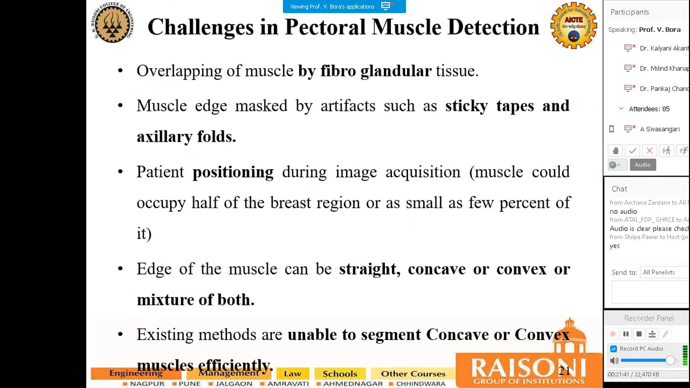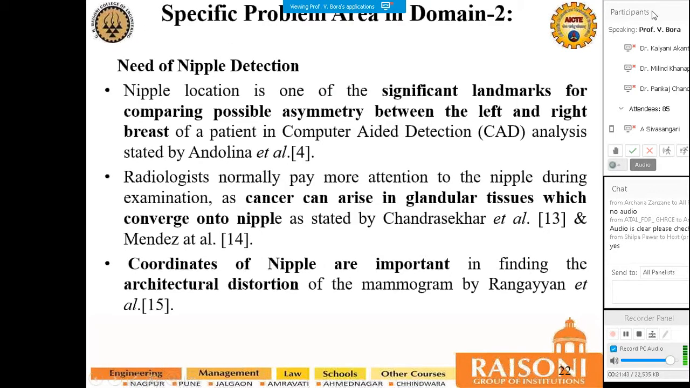The second specific problem area in the domain is: what is the need of nipple detection? I will call this reference detection now. This reference location is one of the significant landmarks for comparing the asymmetry between the left and right, because this is the reference point. With that the asymmetry is calculated. If asymmetry is there, there is a possibility of cancer, so the radiologist observes this. So in a CAD system it's very important to detect the reference point.